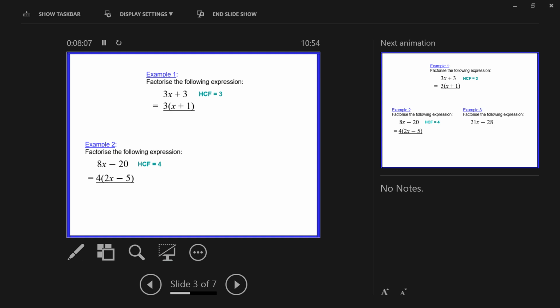If I take out 4, what would be left? Let's see. Divide each one of them by 4. So 4 will go in once, 4 will go in twice. So can you see 2x? 4 will go in once, 4 will go in 5 times. So, 2x minus 5. You don't even have to write this if you don't want to. You can do it all in here. It depends on how comfortable you are with it.